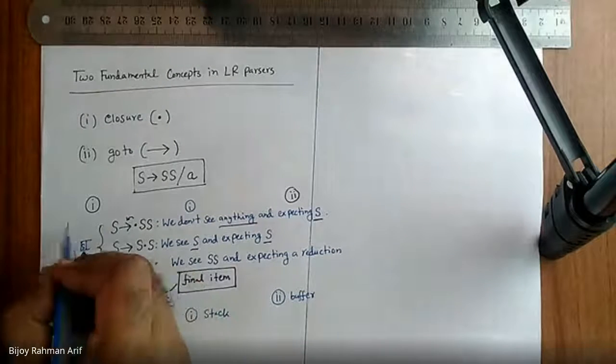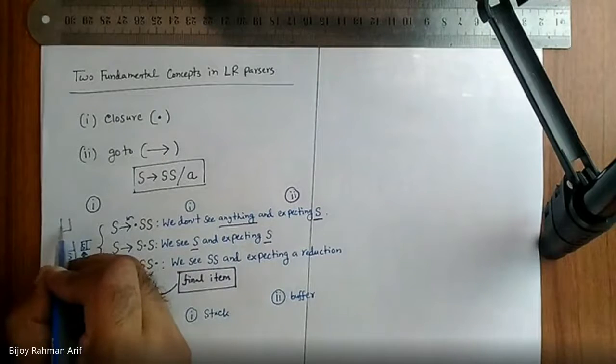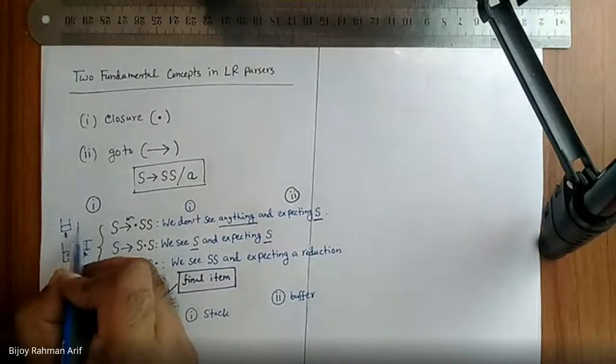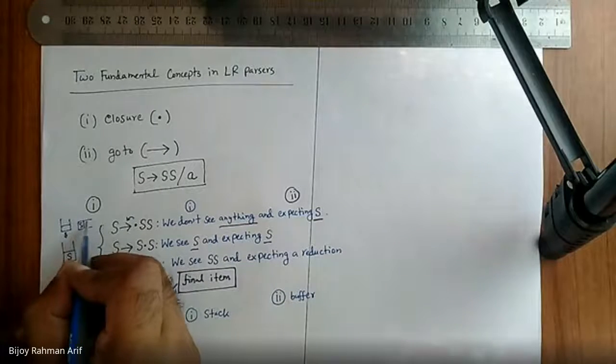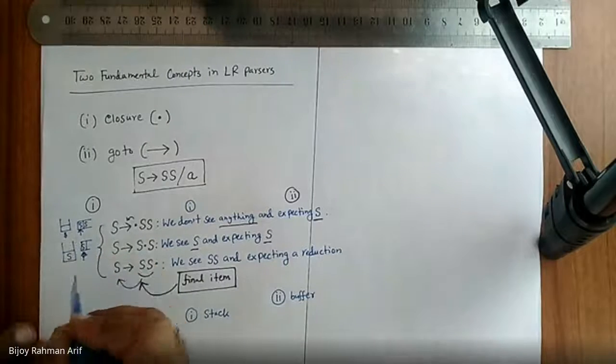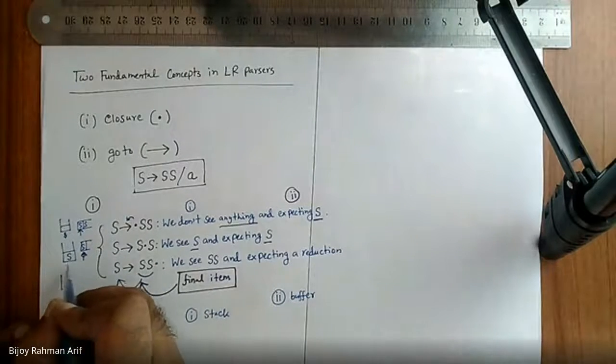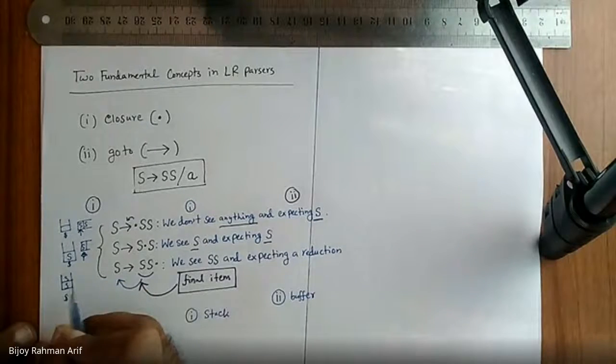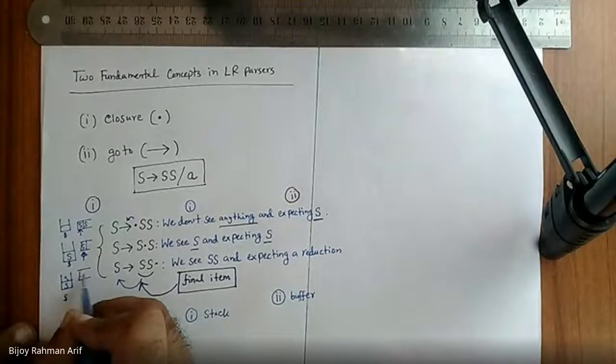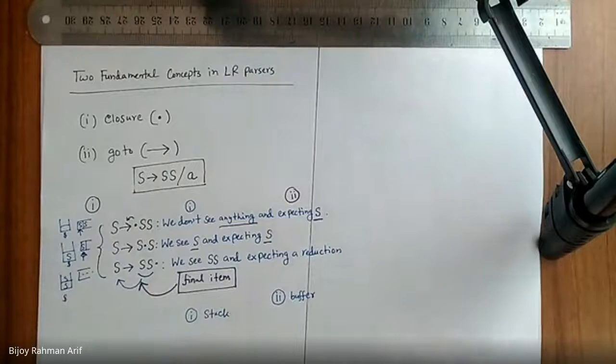How about this? It means initially my stack is empty and there are 2 S out there. I'm here. And how about this? It means in the stack we have SS and the buffer might have something. We don't know. So these are the cases. Is it clear to you guys?